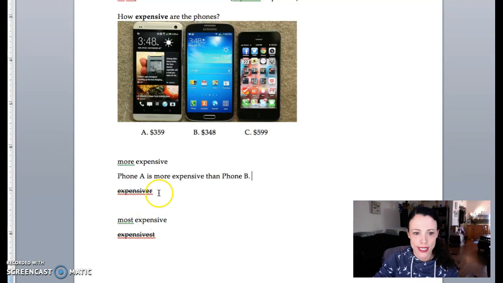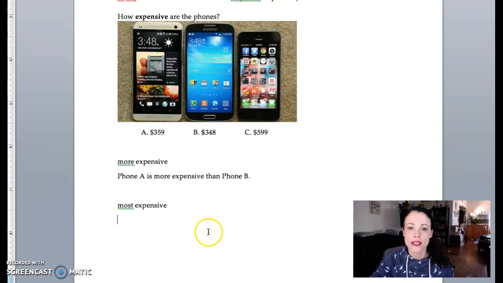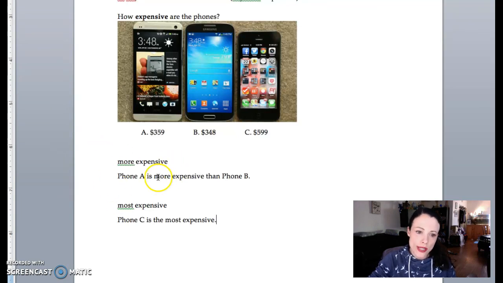How about most expensive? Since we're not going to say expensiver, we'll take that one out. Which phone is the most expensive? That's going to be phone C, right? So phone C is the most expensive. Now remember, don't say more expensiver. That's too much. You have to choose more or ER, and we chose more. And we're not going to say most expensivest. No. We choose one. We choose most.